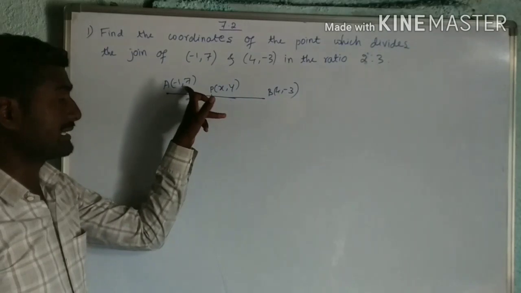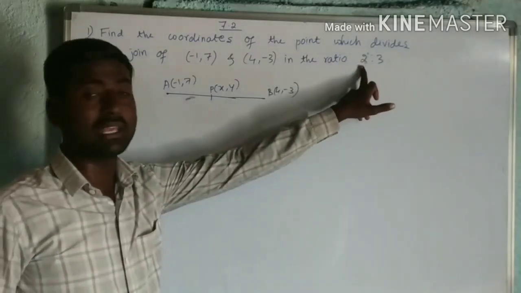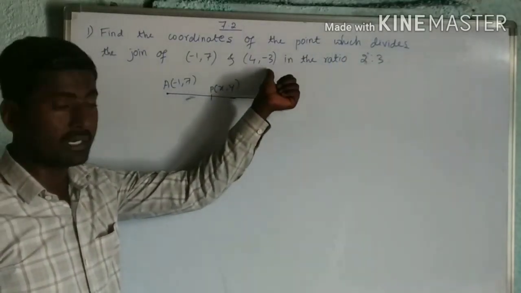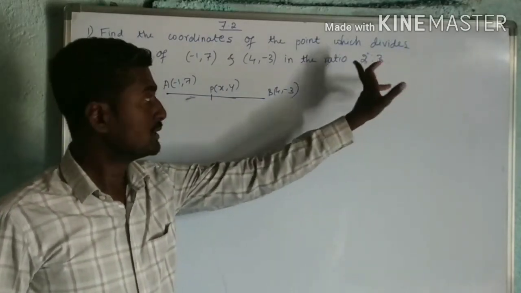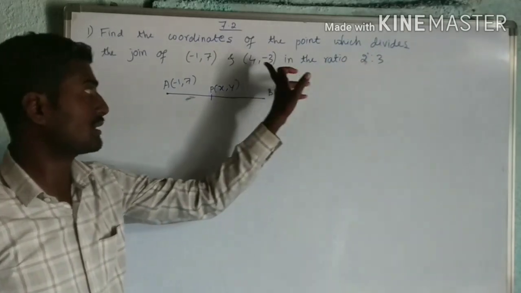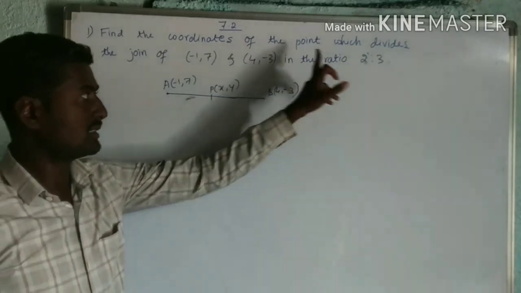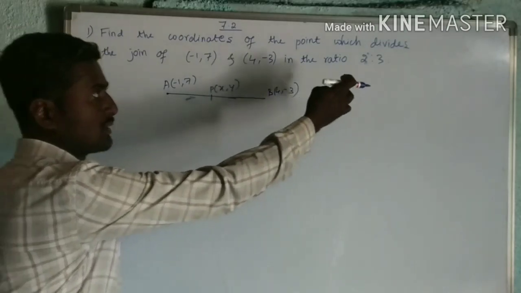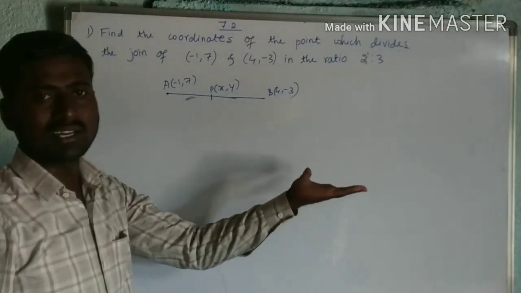First point you should take as x1, y1, so this must be m1. First point you must take x1, y1, second point you must take x2, y2. Then this is m1 is to m2. You cannot take m1 is to m2 in reverse. If you want to change this as x1, y1, here you should also change m1 is to m2. Then automatically you will get the same answer.